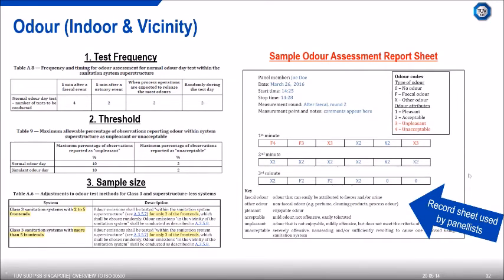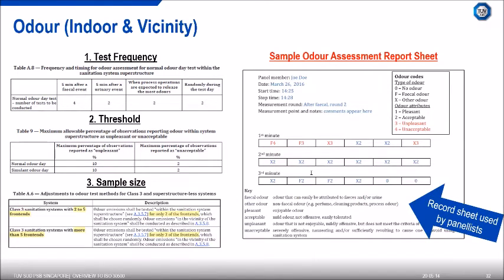So as Mei mentioned, for the different classes of the system, based on the number of front ends, you have to base on that table to determine how many front ends to test for. On the right here, this is a sample assessment report sheet that each panelist will have.